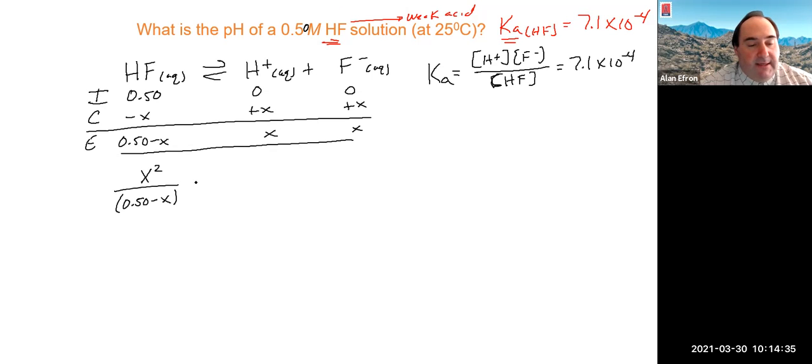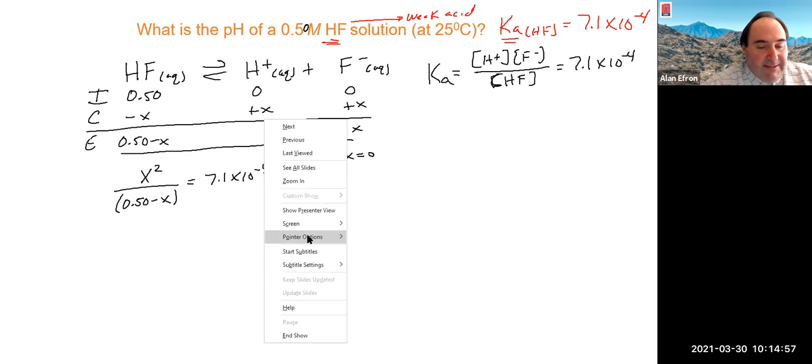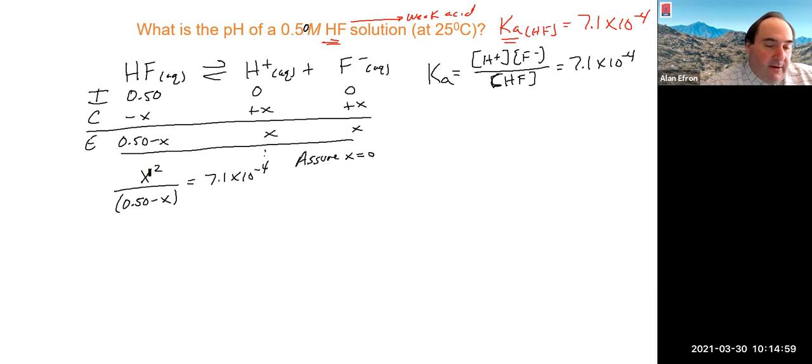0.5 minus x would equal our 7.1 times 10 to the minus 4. Now we do have 7.1 times 10 to the minus 4, which is considered a small value of K. So just like in our equilibrium problems, we could give the assumption a try if you like. You could assume x is equal to 0. Remember that when we assume x is equal to 0, we cannot kill all the x's. Otherwise, you have nothing to solve for.